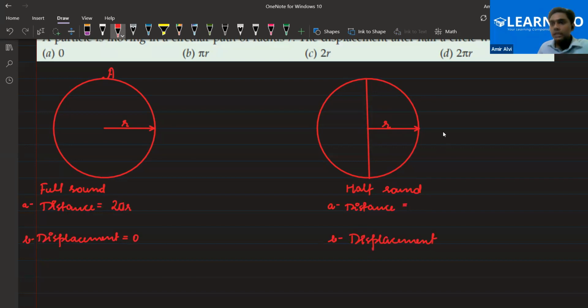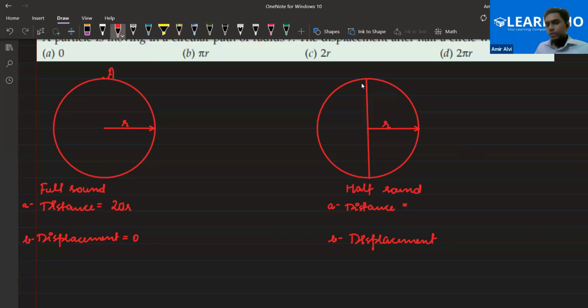Please tell me what will be the distance covered in half circle. Pi r. Is it pi r by Anam or Sara? Sir, pi r. I think pi r only. Check it. No answer? Sure, check it.